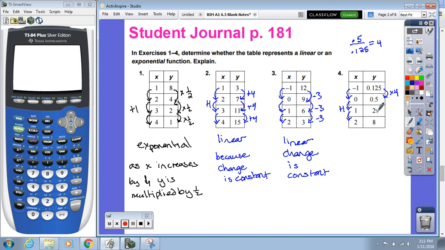Now, once again, if you took 2 divided by 0.5, you get 4. So it's being multiplied times 4. Here, it's also being multiplied times 4. If you think about how much it's adding, to get from 0.125 to 0.5, it's adding 0.375. This is adding 1.5, and this is adding 6. So it doesn't have a constant change in the sense that it's adding or subtracting the same amount. It has a difference where it's multiplied by the same amount. So this one we'd say would be exponential. And we'd say that as x increases by 1, y is multiplied by 4.